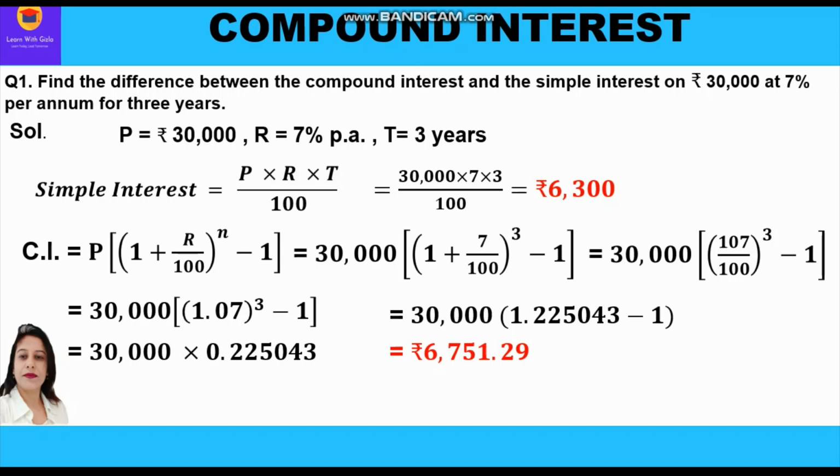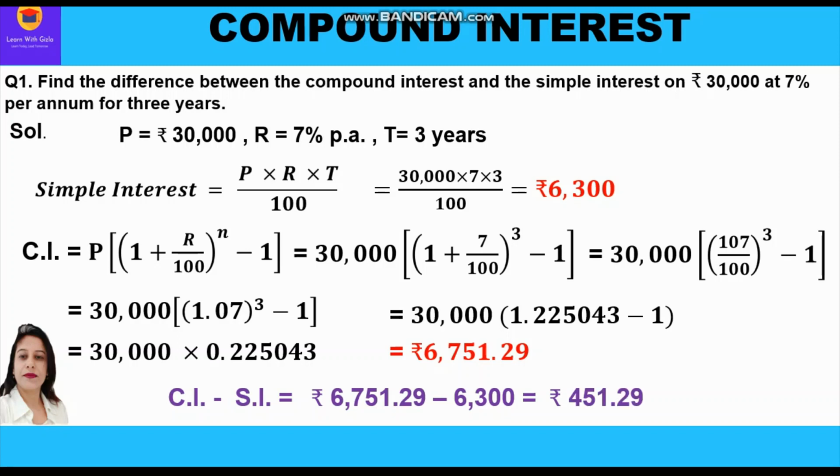Now if you observe, compound interest is more than simple interest. As we know, in case of compound interest, we get interest on interest along with interest on principal. So obviously compound interest will be more than simple interest. Now to find the difference between compound interest and simple interest, we subtract simple interest from compound interest, that is 6,751.29 minus 6,300, and we get the difference of rupees 451.29. So this is the difference between the compound interest and simple interest on rupees 30,000 invested at the rate of 7% for 3 years.